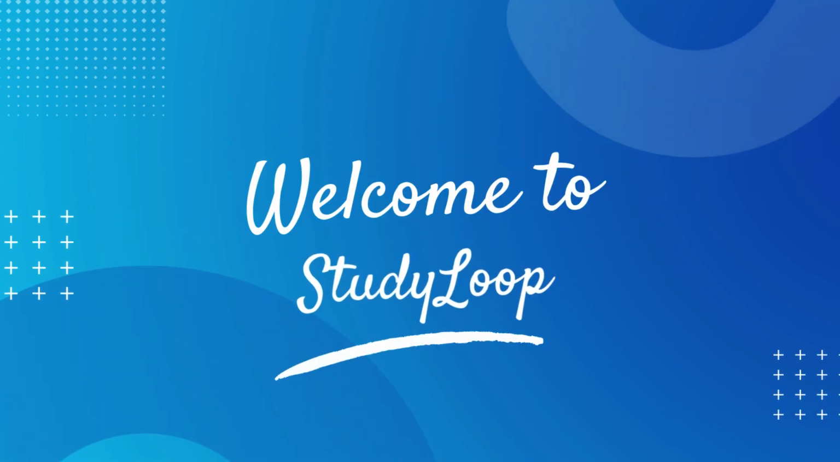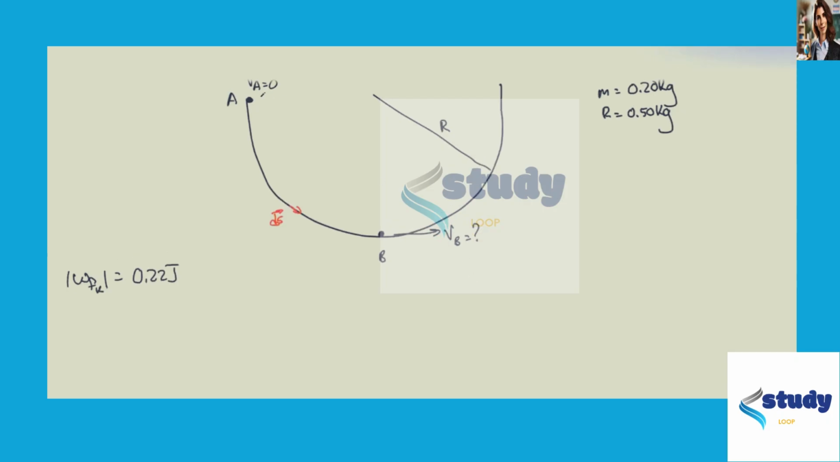Welcome to Study Loop. In this problem, we have a hemispherical bowl, and we have a rock that we can treat as just a particle, a point particle, that slides from A to B along that bowl. We're given the mass of the rock, and we're given the radius of the hemispherical bowl. We're also told the magnitude of the work done by kinetic friction.